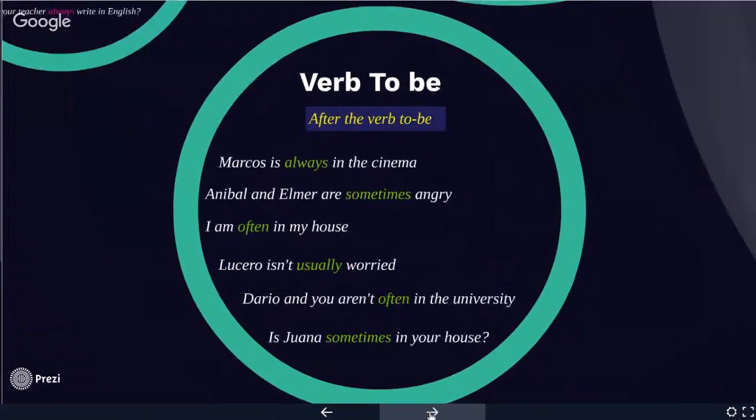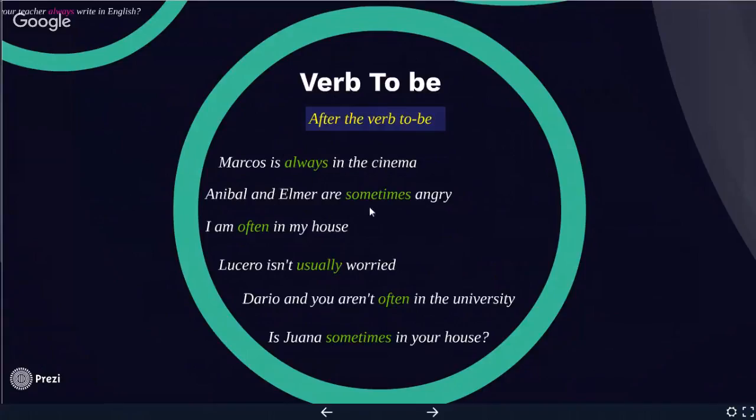When you want to create sentences with the verb to be and you want to use a frequency adverb, the frequency adverb goes after the verb to be. For example, in the present there are 3 forms of the verb to be: is, are, am. Marcus is always in the cinema. Always is after the verb to be.